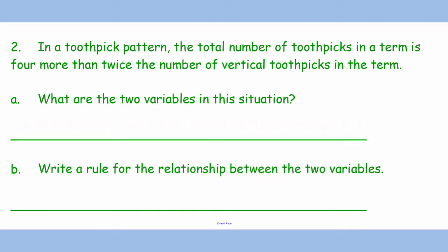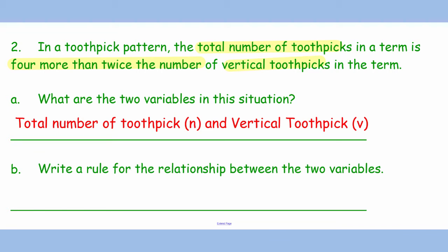Now, in the second example, in a toothpick pattern, the total number of toothpicks in the term is 4 more than twice the number of vertical toothpicks in the term. So the variables are the total toothpicks, which we will label as n, and the vertical toothpicks. Now back to the original question, it says total toothpicks.